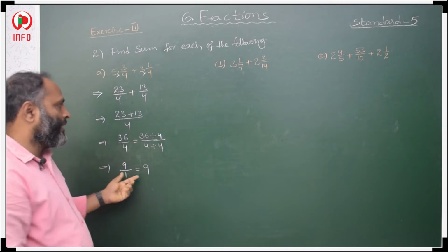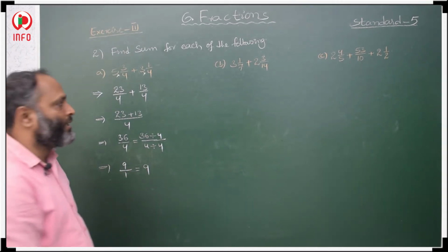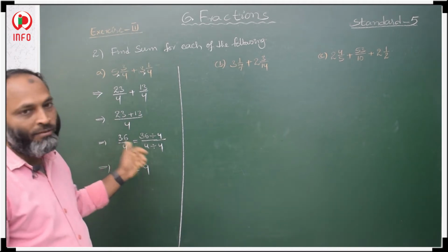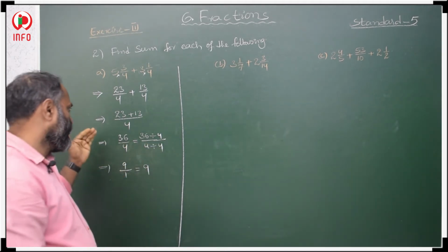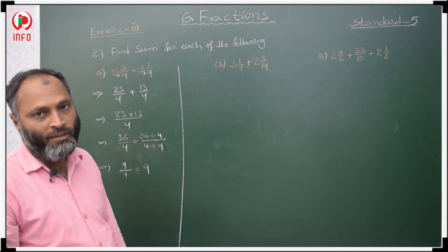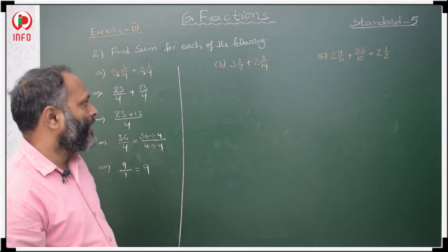Here, by 1 is there, no need to take that by 1. It is not compulsory. So here we added directly. Why are we adding directly here? Because the fractions given are like fractions.